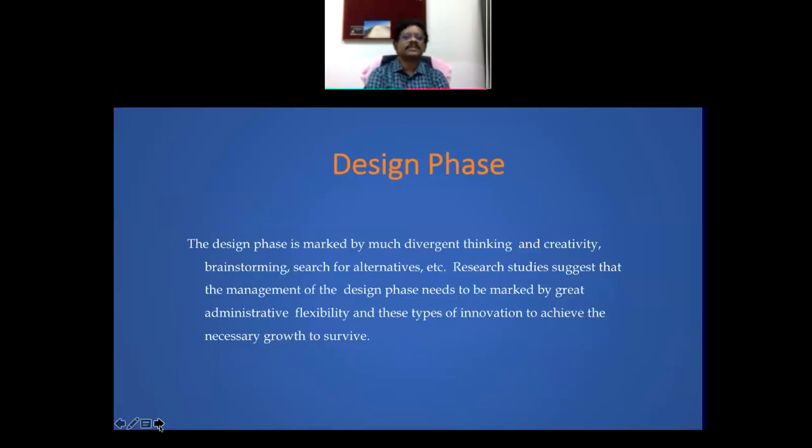The designing phase is marked by much divergent thinking and creativity, brainstorming, search for alternatives, etc. Research studies suggest that the management of the design phase needs to be marked by greater administrative flexibility, and these types of innovations need it to achieve the necessary growth to survive. So for example, in the designing phase, if it is an organization, you need management and administration flexibility.